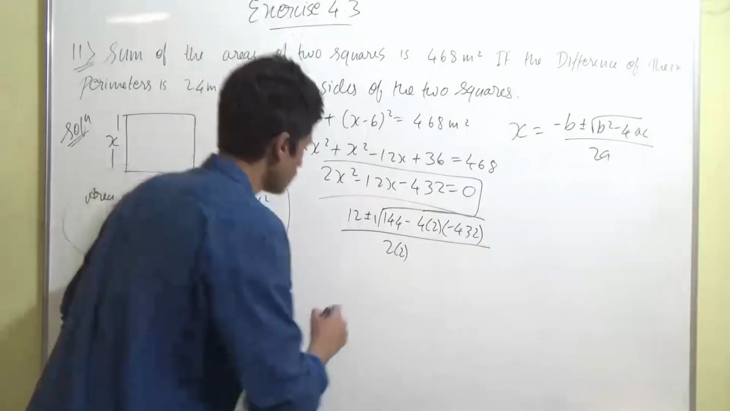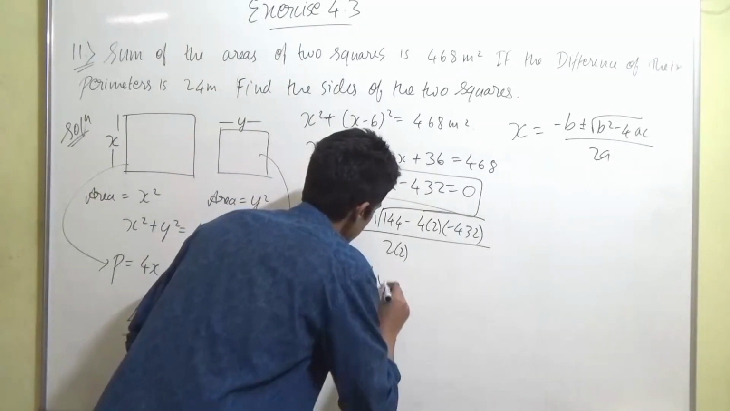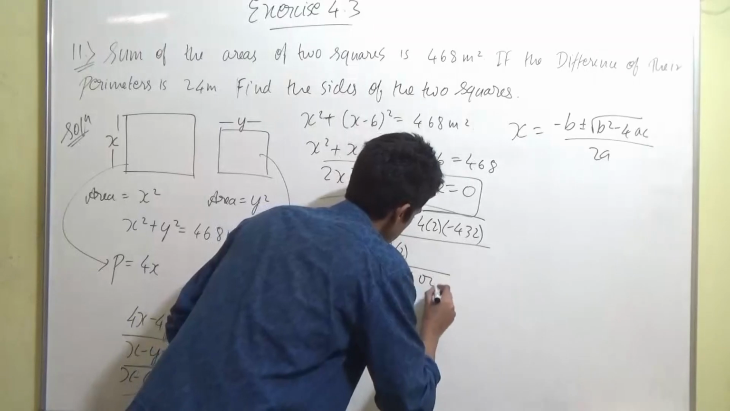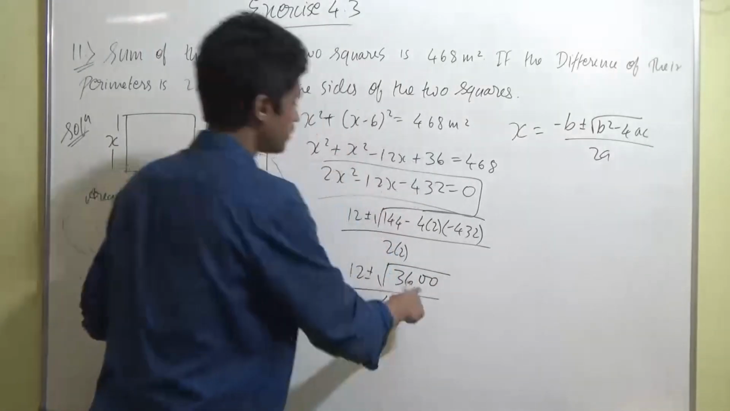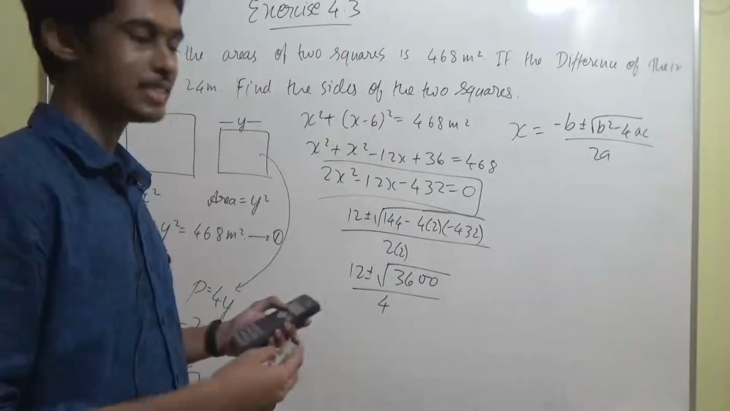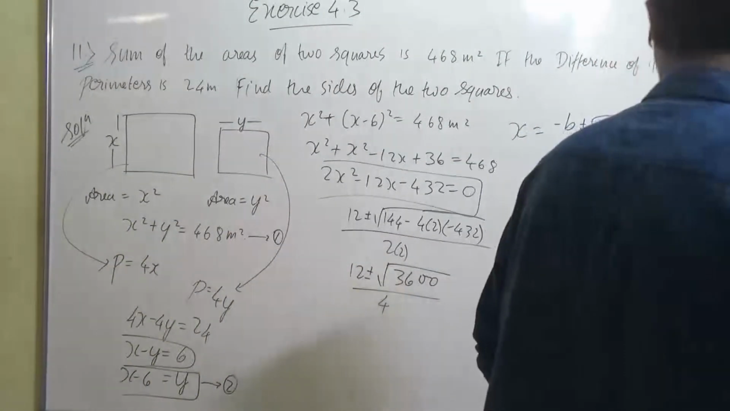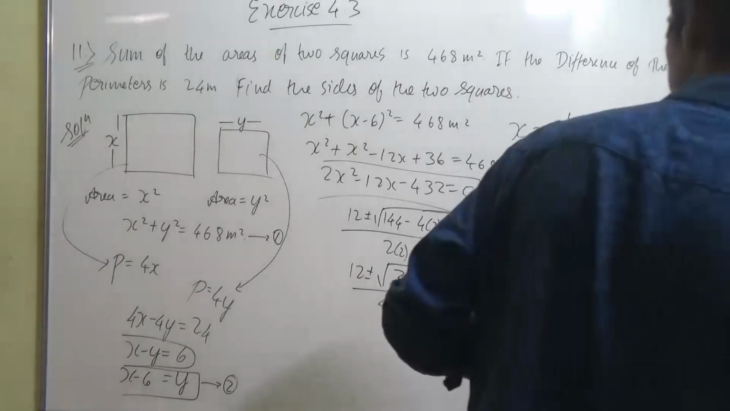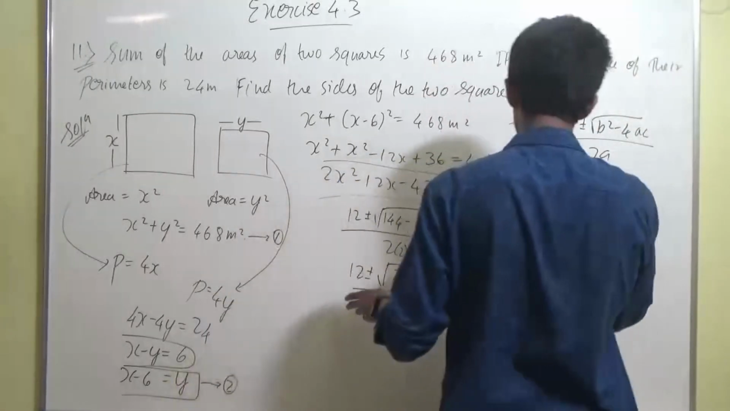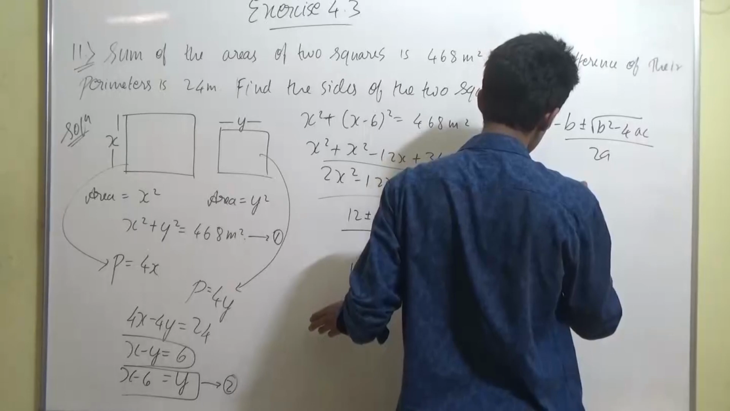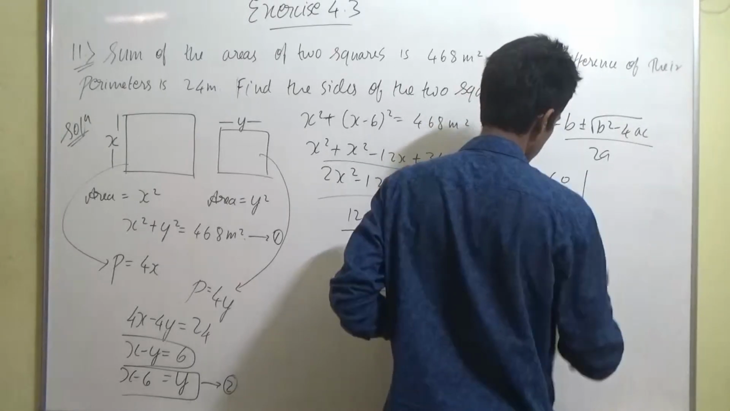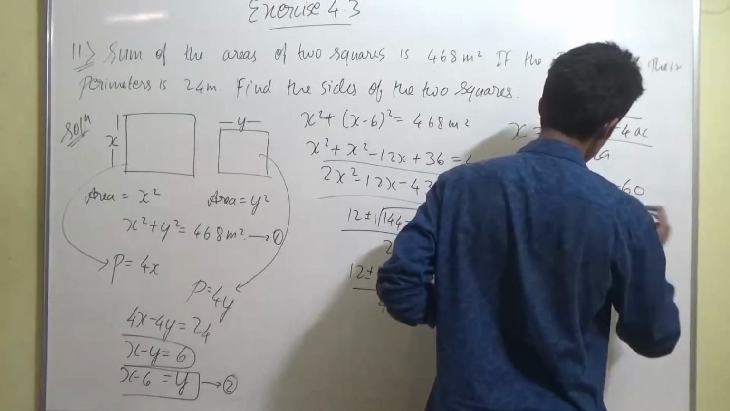Okay, so this becomes 12 plus or minus root of 3600, by 4. Okay, root of 3600, what is it, guys? It is 60. Root of 3600 is 60. So now you'll get two possible answers, that is 12 plus 60 by 4, or else 12 minus 60 by 4.